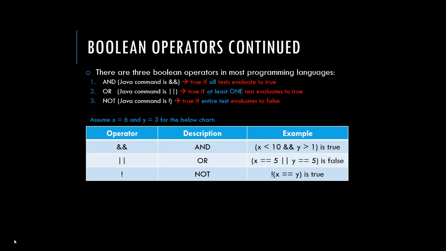The two vertical lines means or, so x is equal to 5 or y is equal to 5. Both of those are false, so the overall test condition would evaluate to be false.